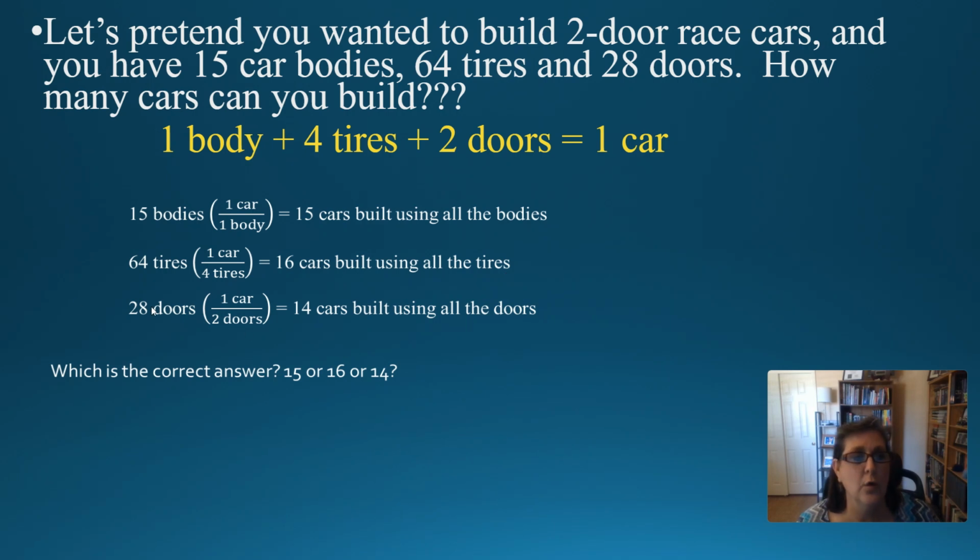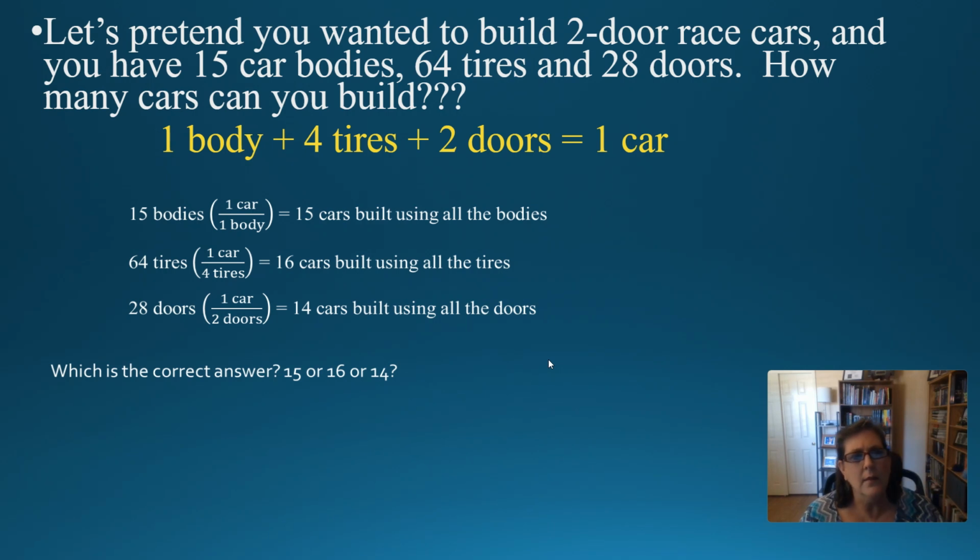And last is the doors. We had 28 doors. How many doors do you need in your race car? Two doors per car. One car contains 2 doors. Doors cancel. We're left with 28 times 1 divided by 2, which is 14 cars with the doors. So now, which is the correct answer? 15, 16, or 14?